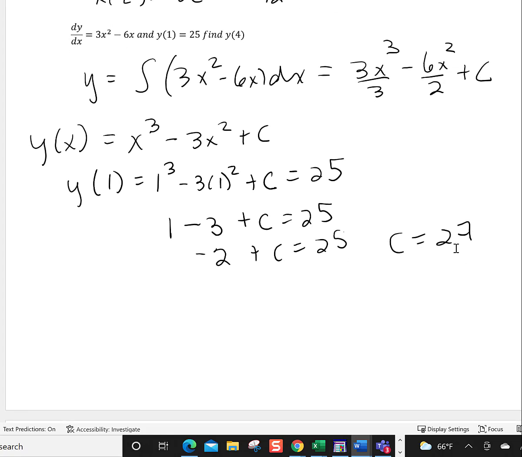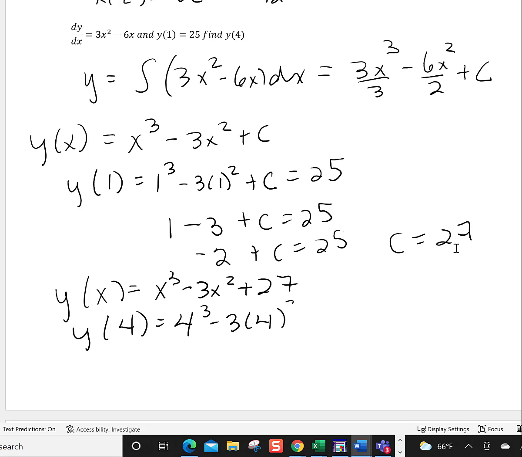This time, as I'm plugging it back in, I want to do y of 4. So y of x was x cubed minus 3x squared plus 27. So I have y of 4 is 4 cubed minus 3 times 4 squared plus 27. This gives me 43.